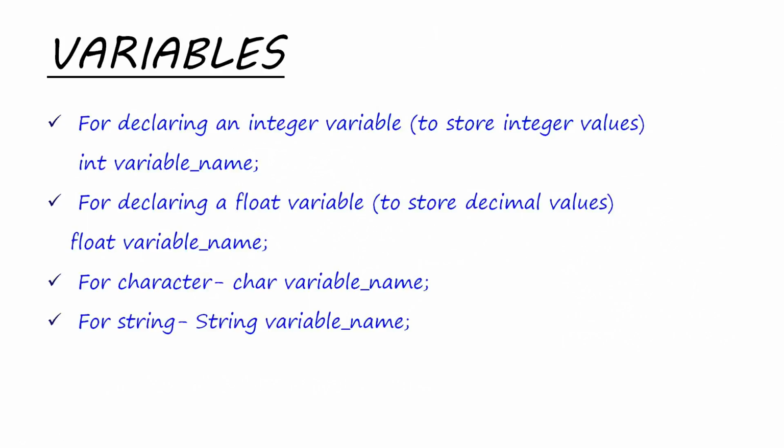If you want to store an integer value, you use the keyword int, which stands for integer, followed by the name of the variable. Now there are certain rules which you will need to follow while naming a variable. We will discuss these rules later in the same video. Similarly, for storing a decimal value, we use float. For a character value, we use char, and for storing a string, that is a word or a line, we use string.